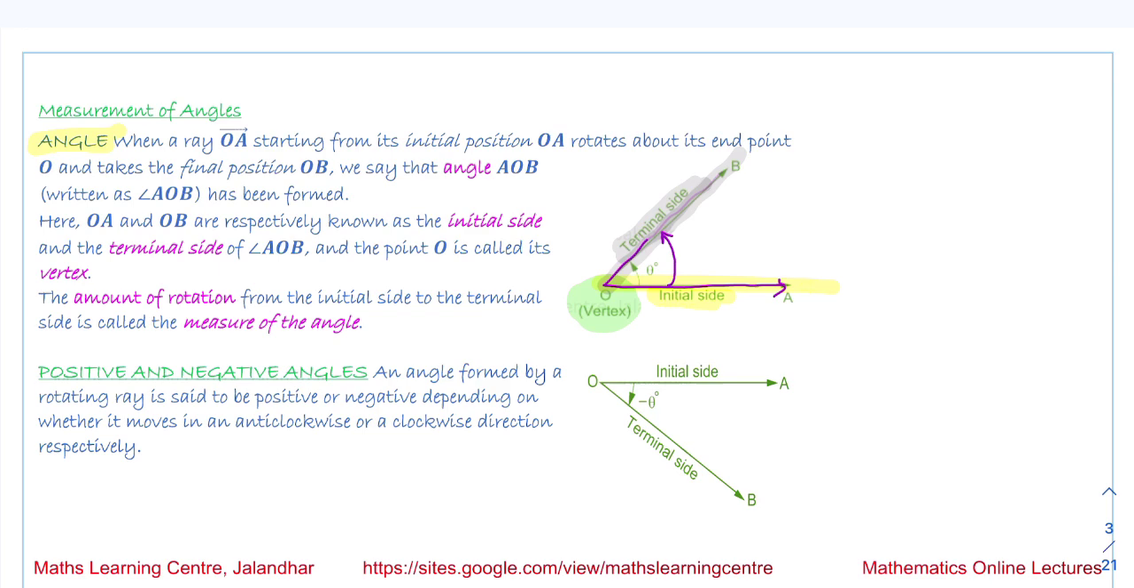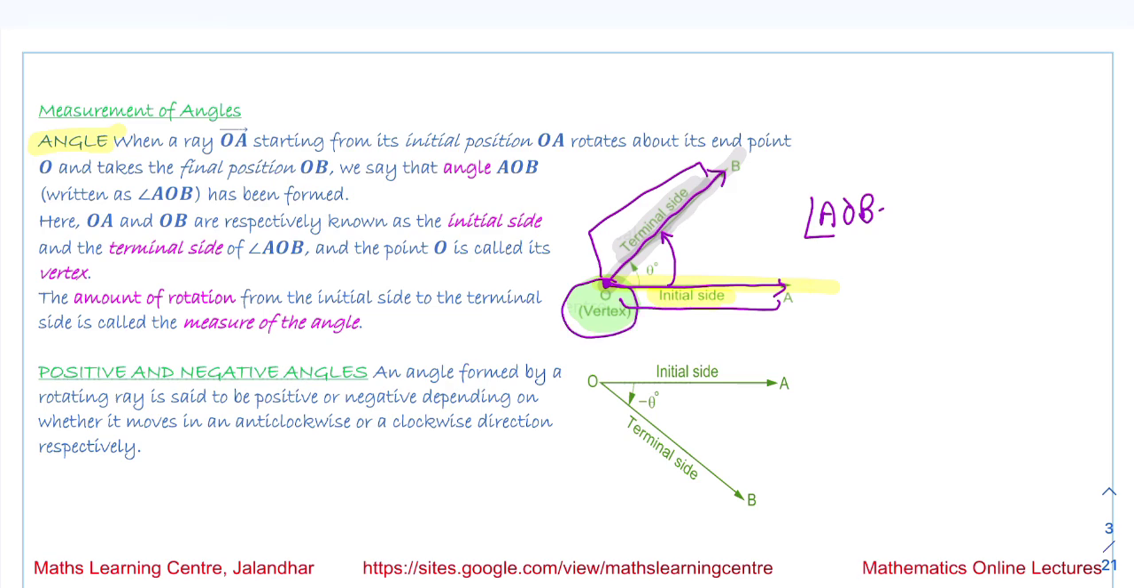We have rotated this ray by keeping this point O fixed, and by this rotation we obtain an angle AOB, and it is represented like this, angle AOB. This side OA is called the initial side. This side OB is called the terminal side. This point O is called the vertex.